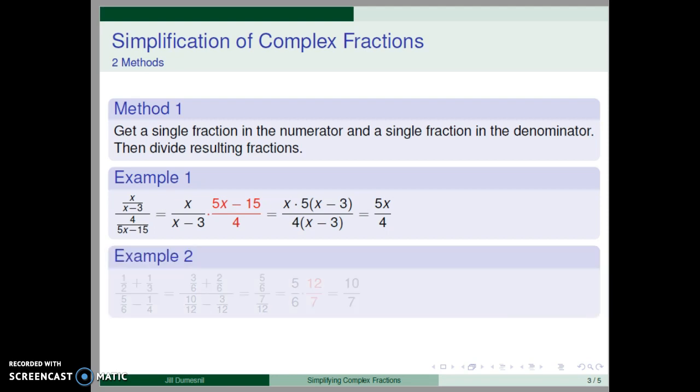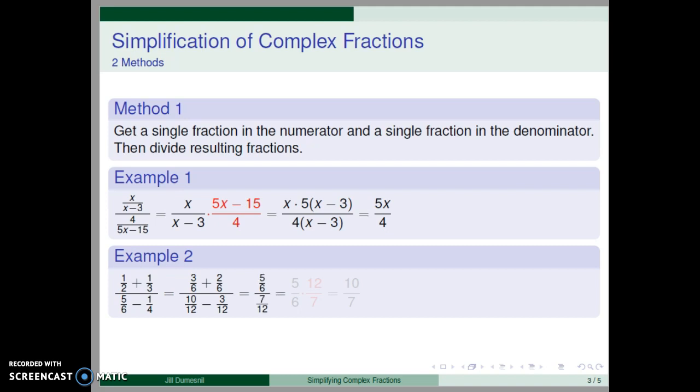Let's consider a second example in which we need to do some preliminary work before dividing. In this case, we have a sum in the numerator and a difference in the denominator. The large fraction bar is operating as a symbol of grouping or implied parentheses in this problem. To add the fractions in the numerator, we need a common denominator. And to subtract the fractions on the bottom also requires a common denominator.